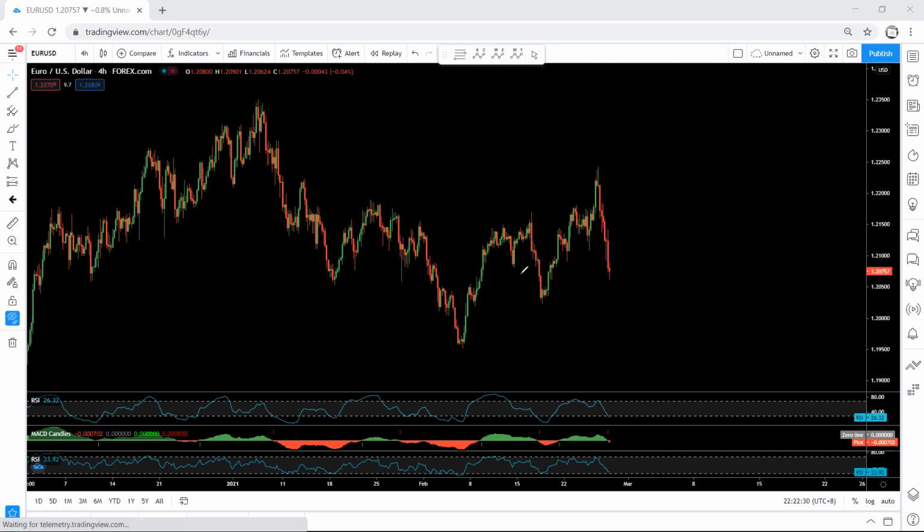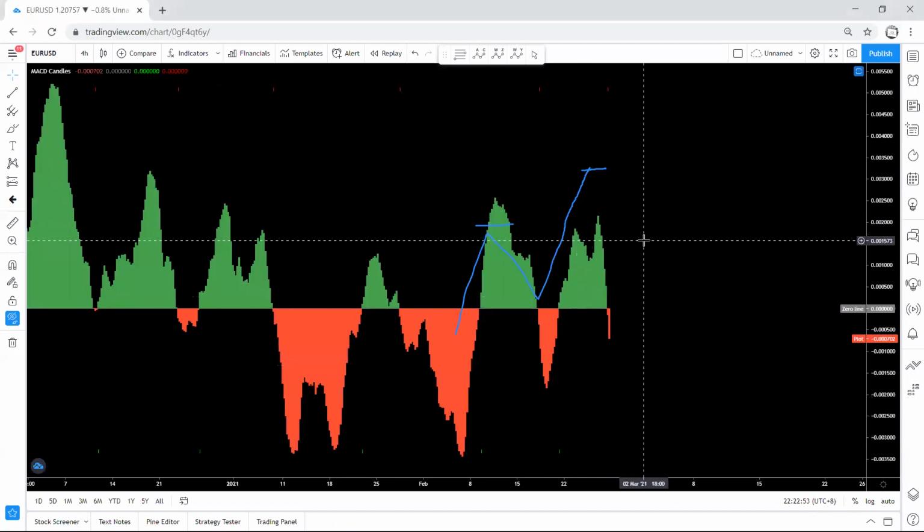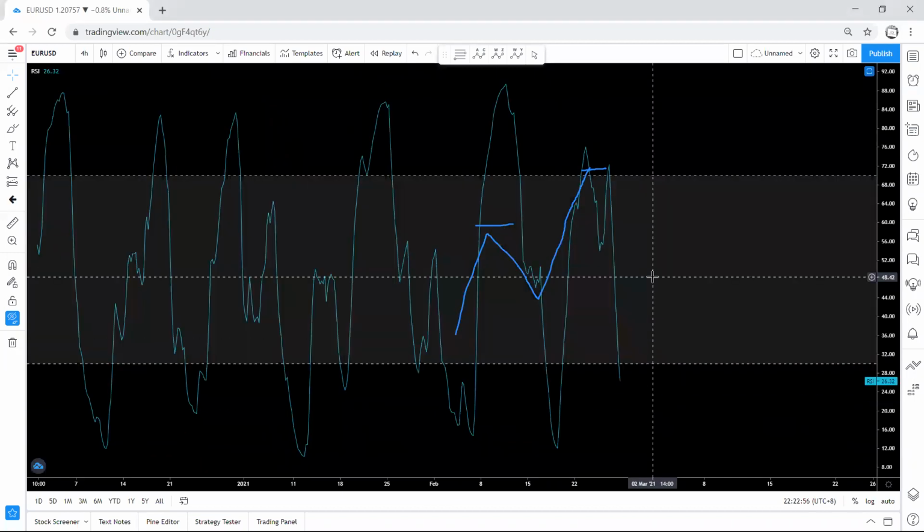The other option is maybe this one we put in relative to this, and this one changes to the internal correction, and this one becomes a flat. That means this one can still continue. Why? Because if we put this as an ABC, when we put this one in relative to this, we should have a divergence. That's why we call it ABC. MACD is showing the divergence here as well.